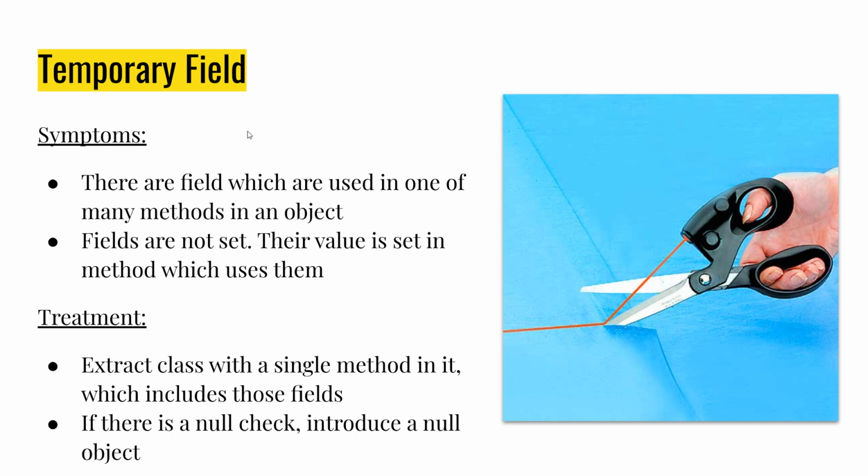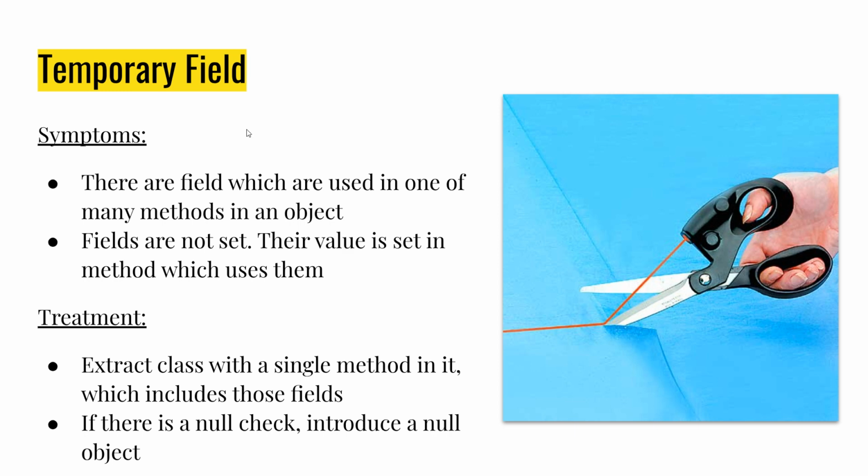Temporary field is a smell, which means that you have a field which is used in really few, rare cases, where the value is set in a method which uses it. So for most of the lifetime of a class, you don't use the field. Only when you call the method, you set the field, and when you're done, you reset it again to its initial value or to null.